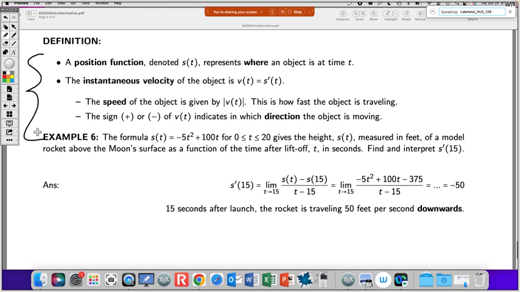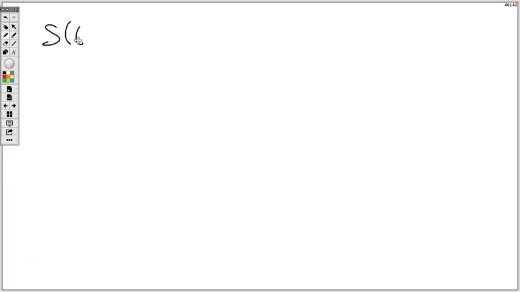So if you're looking at vertical motion, for us, positive means you're getting higher off the ground, so that's going up. Minus means you're getting closer to the ground, going down. Make sense? If you're going left and right, right's positive, left's negative. So here's a formula that gives the height of a model rocket above the moon's surface as a function of the time after liftoff t in seconds. So we're looking at feet and seconds. Find and interpret S prime of 15. So let's work through this one together. And then that'll be it for today.